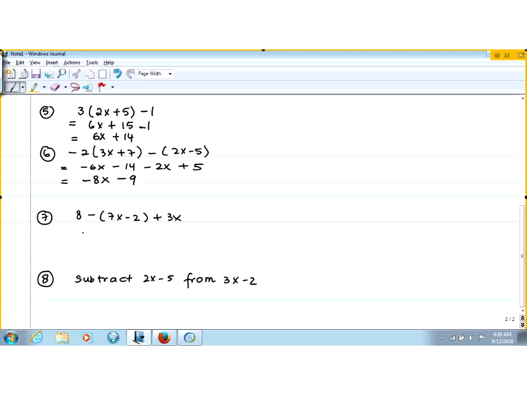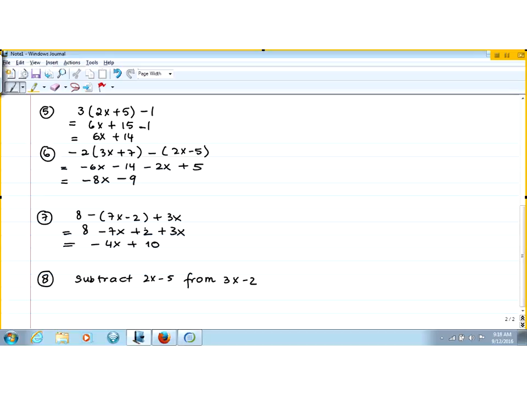Okay. Number 7, what do we have here? So what we will do is we rewrite this without the parentheses. So take out the parentheses. So 8, what? Minus 7x plus 2 plus 3x. So combine the x's. Negative 4x plus 8 plus 2x. We usually have the variables first.